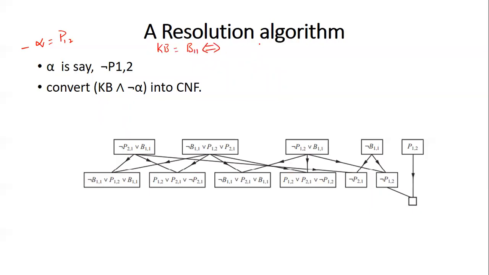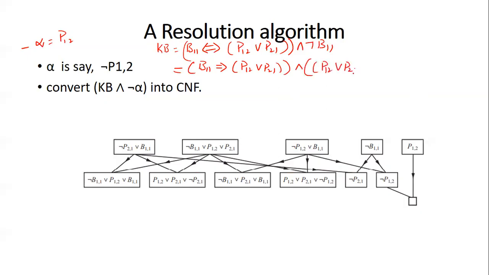Breeze in 1,1 implies pit in 1,2 or pit in 2,1, right? But we know that there is no breeze in 1,1. Okay. So this is what KB is. Now first we should convert this into conjunctive normal form. So first we have to remove this bidirection. When you remove this bidirection, it becomes B11 implies P12 or P21, and P12 or P21 implies B11, and not B11. Okay, fine.